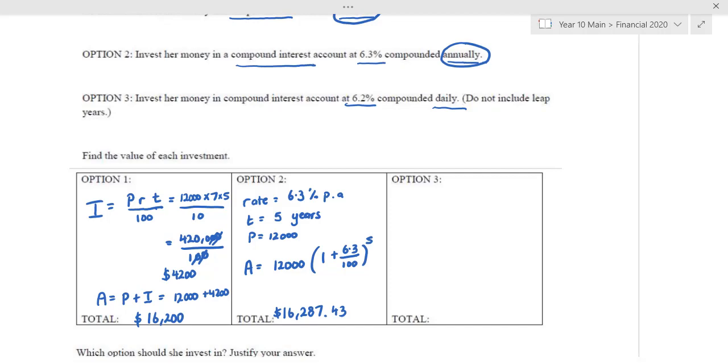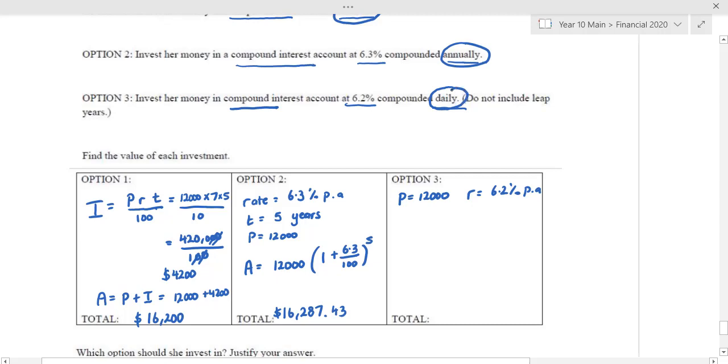Now, option 3 is a little bit more tricky because, yes, we're using compound interest. We've still got the same principal, which is 12,000. We do have a rate which is lower. It's 6.2% per annum. But here's the important thing: it's compounded daily.